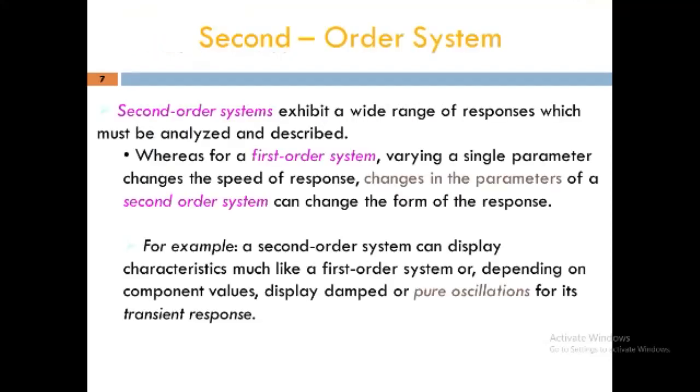Basically, this second order system exhibits a wide range of responses which must be analyzed and described. Whereas in case of the first order system, varying a single parameter changes the speed of response, a change in the parameters of a second order system can change the form of the response. For example, a second order system can display characteristics much like a first order system or, depending on the component value, display damped or pure oscillation for its transient response.